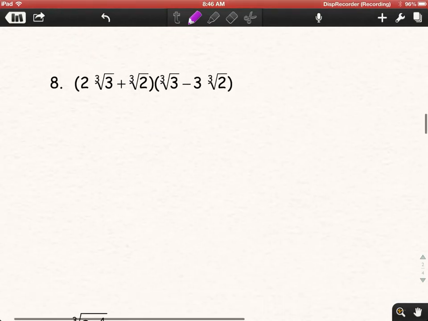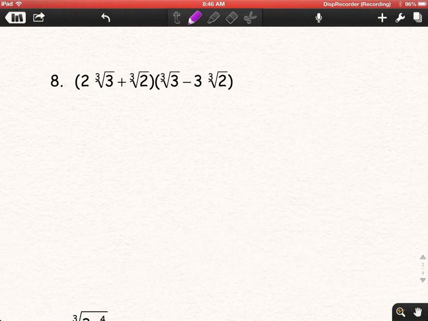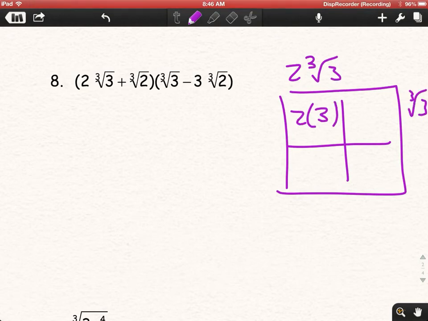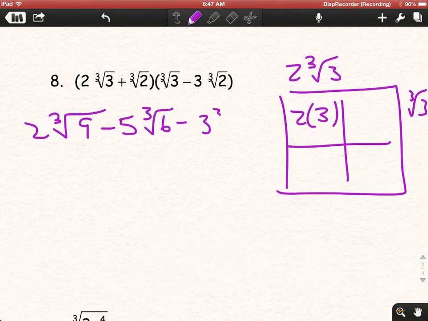Number 8 tripped some people up because when they made their box, they thought that 2 cube root of 3 times the cube root of 3 was somehow 2 times 3. Well, that only works with square roots. So 2 times the cube root of 3 is simply 2 times the cube root of 9. Cube root of 9 is not perfect. Minus 5 cube roots of 6 minus 3 cube roots of 4 is the final answer.